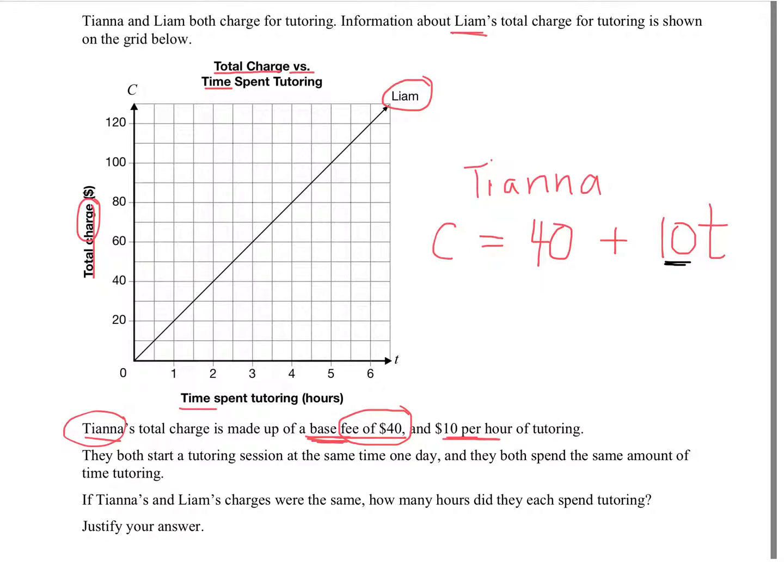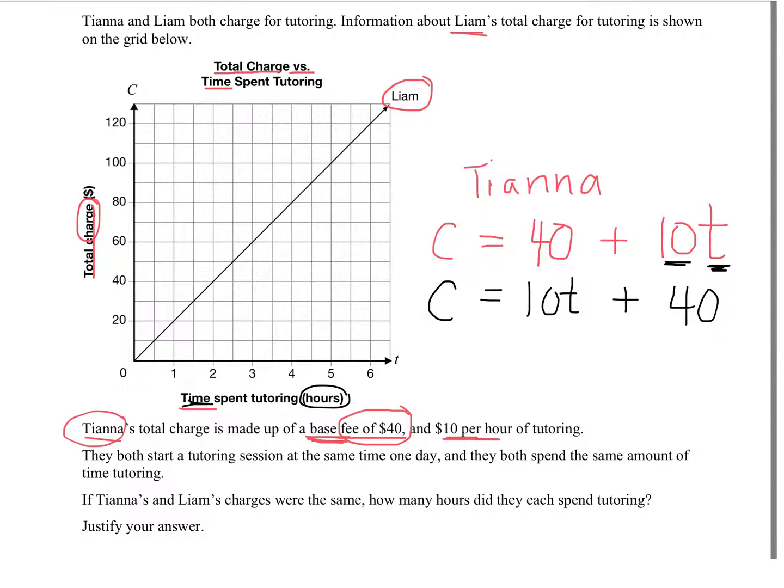$10 per hour for each hour of time. Could you possibly do 10H? Yes. Of course. Could you do 10X? Yes. Okay, so I write it like this? C equals 10T plus 40?